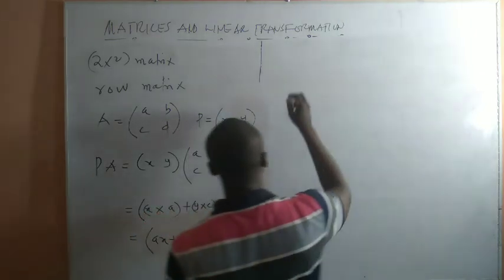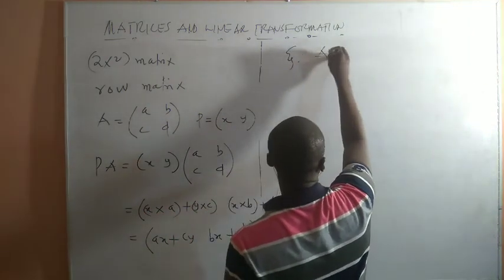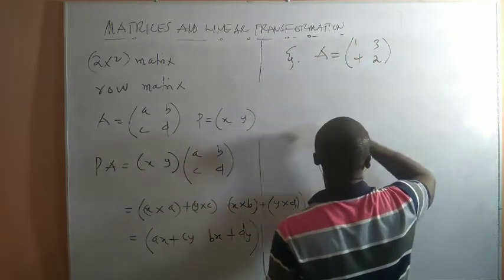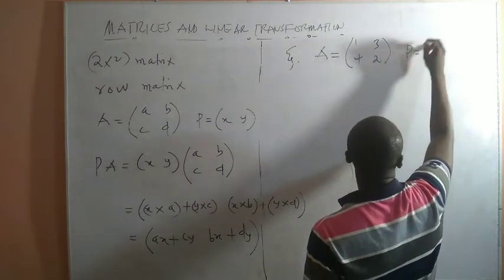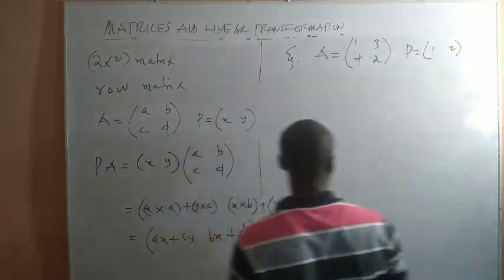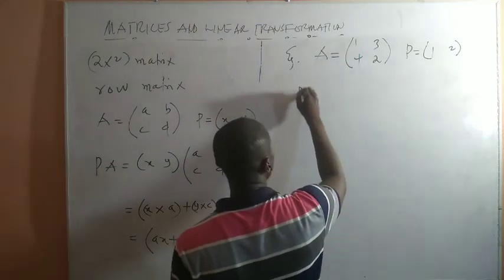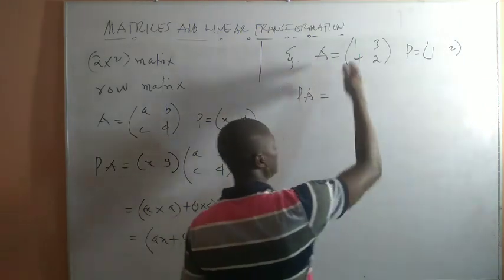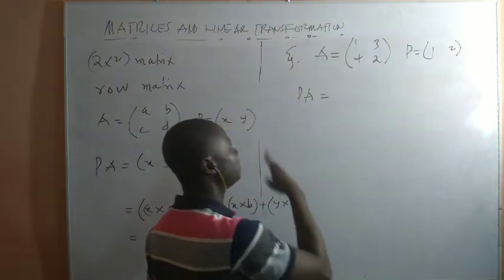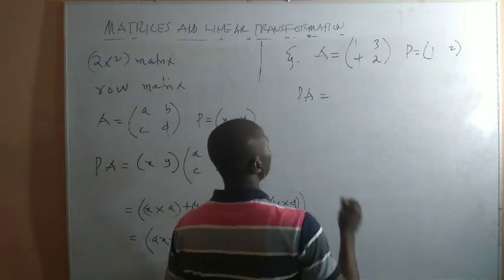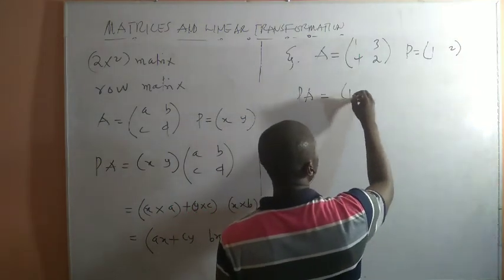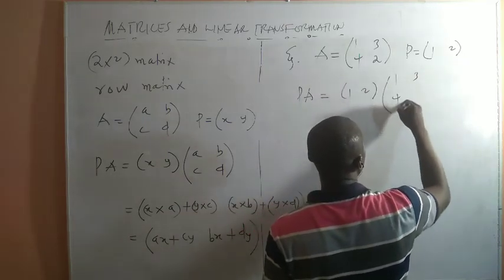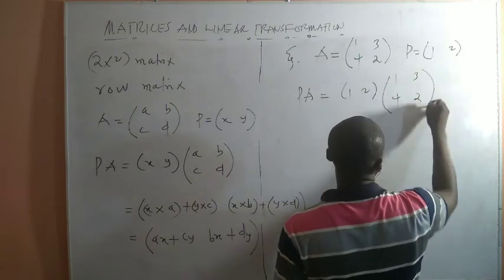So let's take a look at an example. Assuming that we are given the matrix A to be 1, 3, 4, 2, and we are given the row matrix P to be equal to 1, 2. So that's the row matrix. Now, don't forget that we are multiplying P by A, because the number of columns of P is equal to the number of rows of A. So we multiply P by A, not A by P. So our P, the row matrix, is 1, 2, and the 2 by 2 matrix is 1, 3, 4, 2.